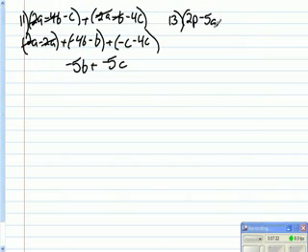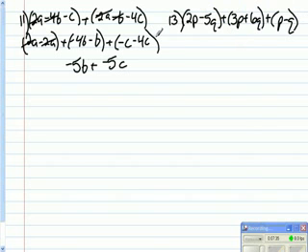I have 2p minus 5q plus 3p plus 6q plus p minus q. So I have 3 sets this time, but it's still the same process. So I'm going to find my like terms. I have a 2p, I have a 3p, and I have a p. I got all those taken care of.